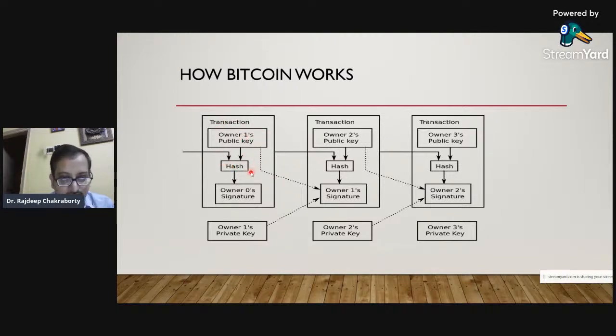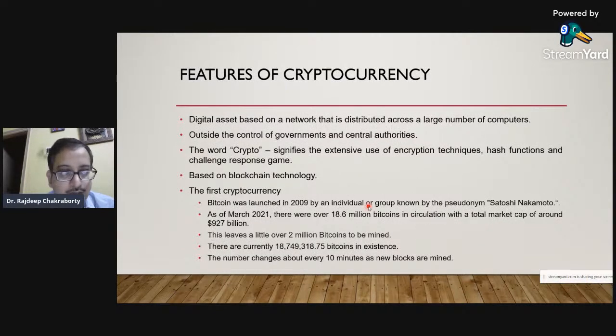So the hash is there, and their signature is in the next transaction. My signature is there. So the main thing is, if I want to send you a Bitcoin, I have to sign this Bitcoin and send it. Okay. So this is the main transaction diagram of a Bitcoin, or in the Bitcoin.